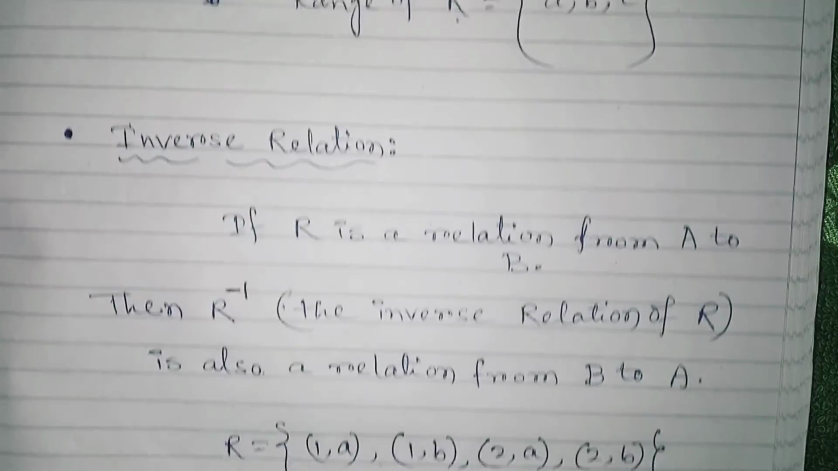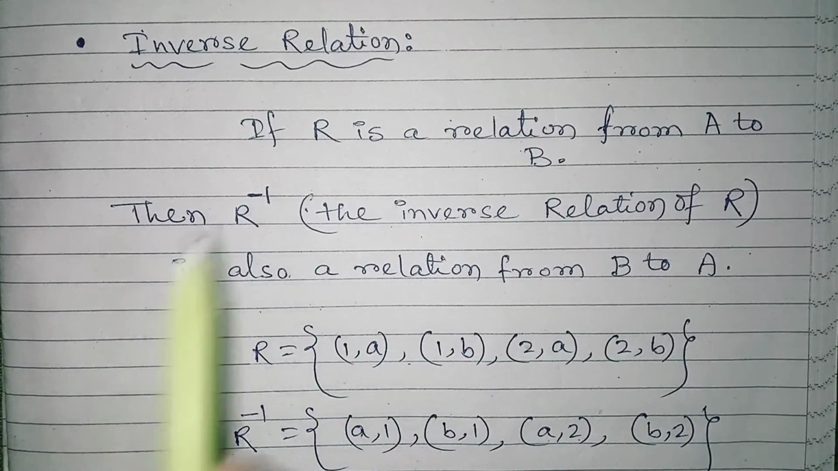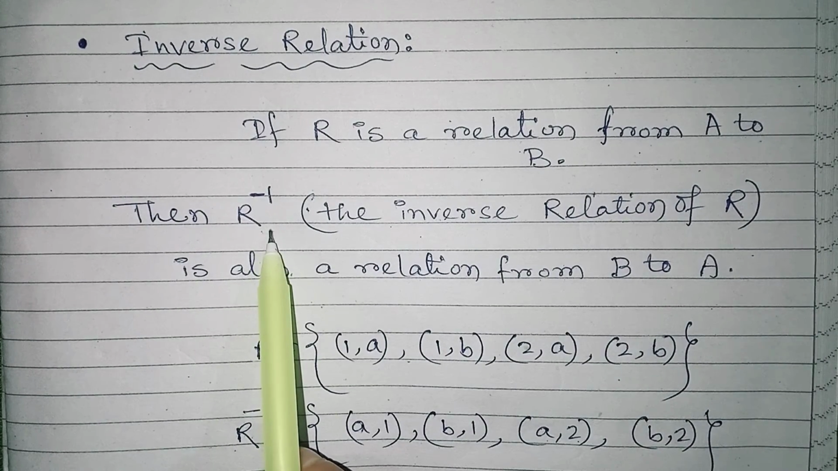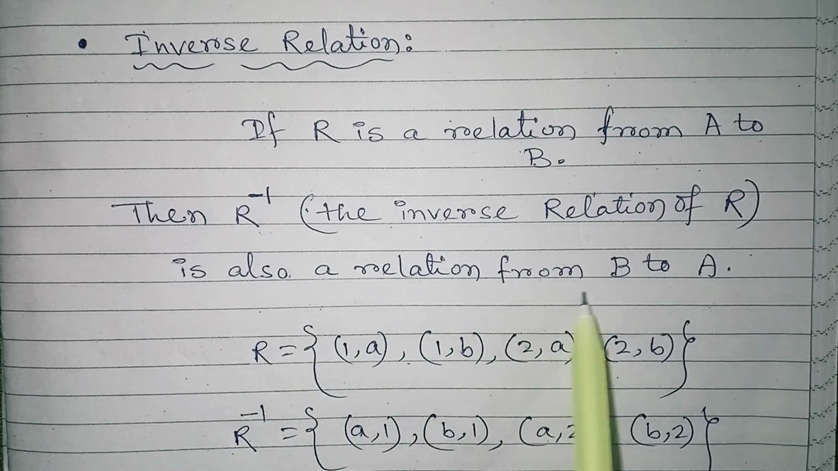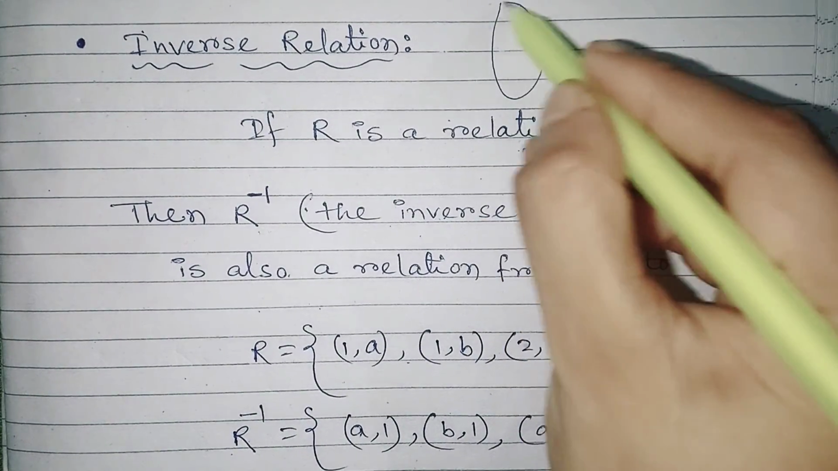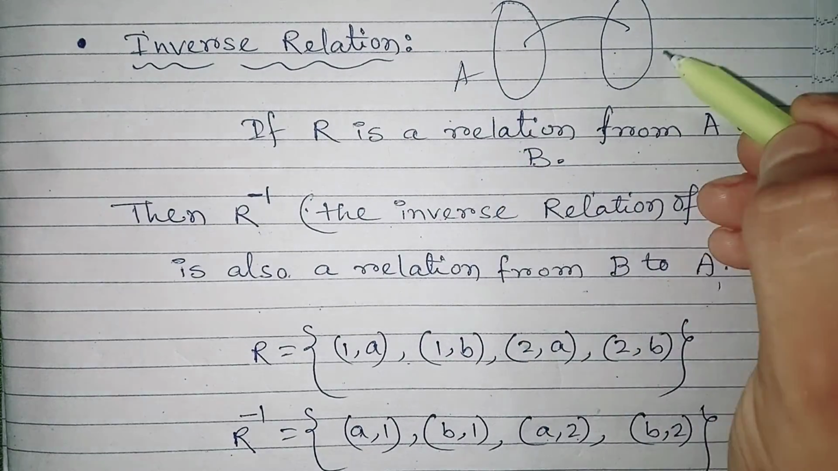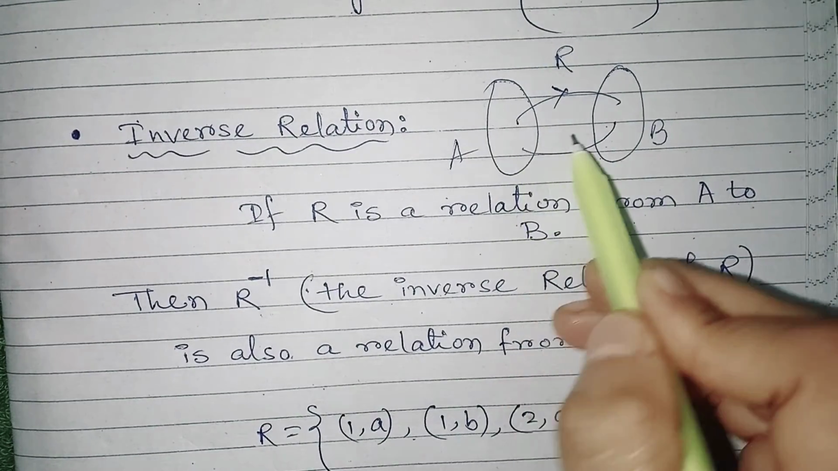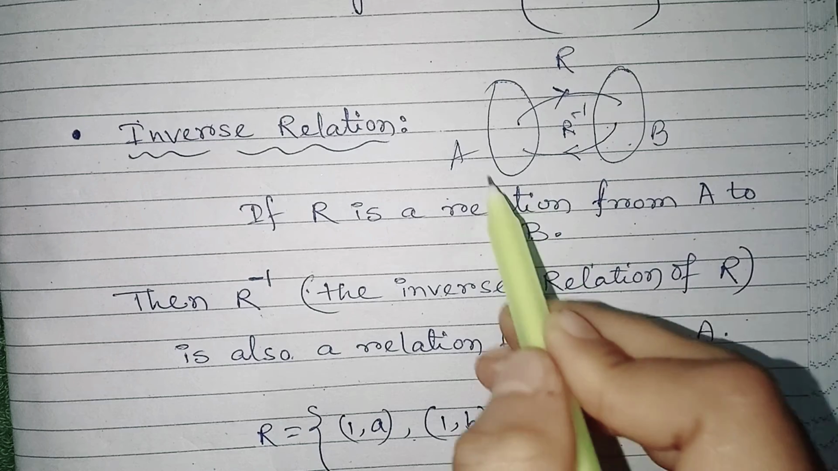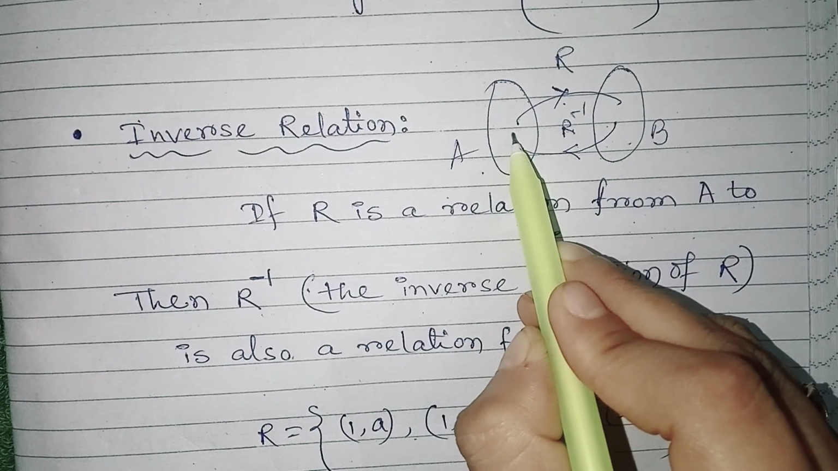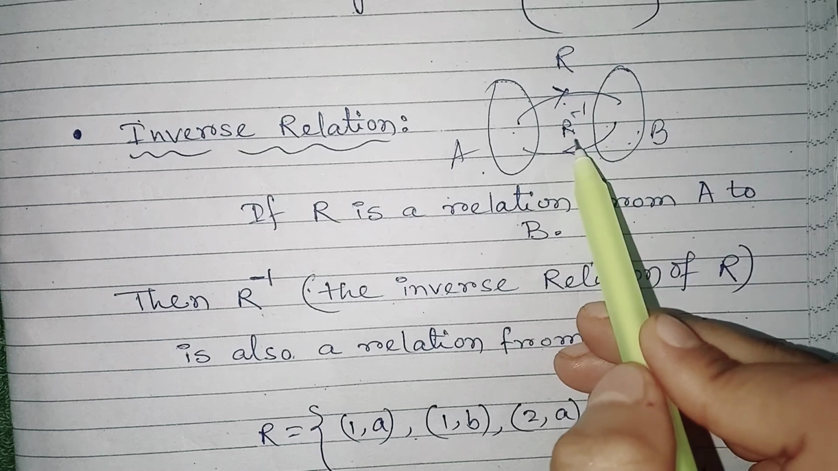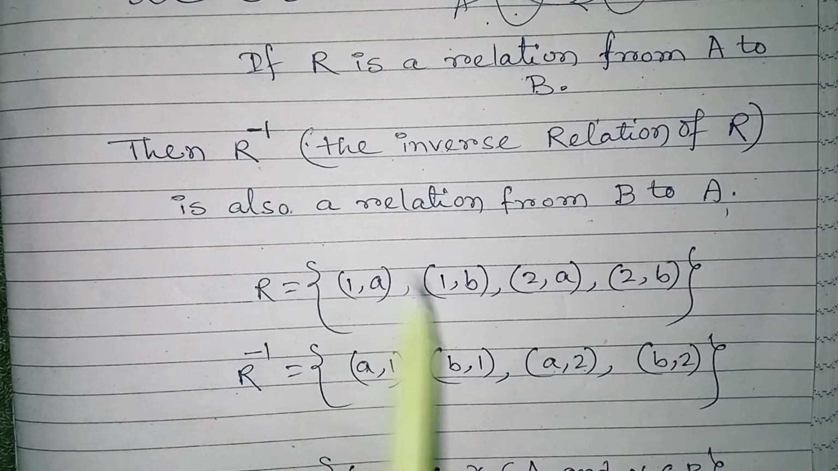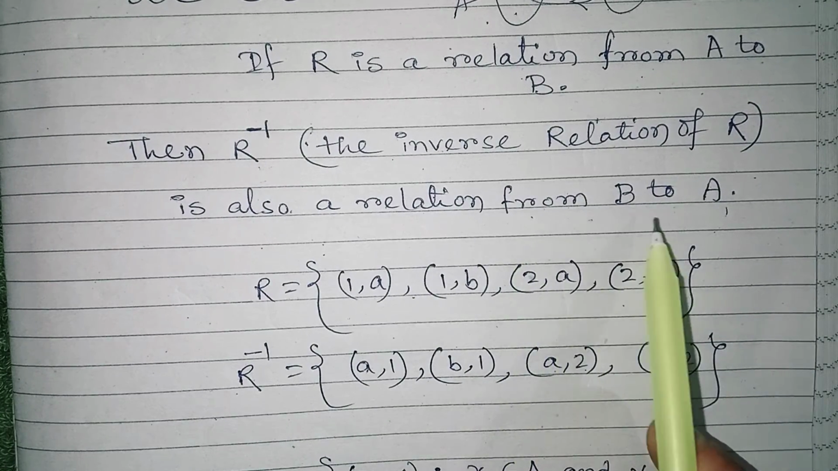Now we will proceed to the next topic, which is the inverse relation. Suppose R is a relation from A to B, then R inverse, this is the symbol of R inverse, is a relation from B to A. If this is set A and this is set B and R is the relation, then R inverse is the reverse one, so you proceed from B to A. For R, the domain is A and B is the range. For R inverse, the domain is B and A is the range.